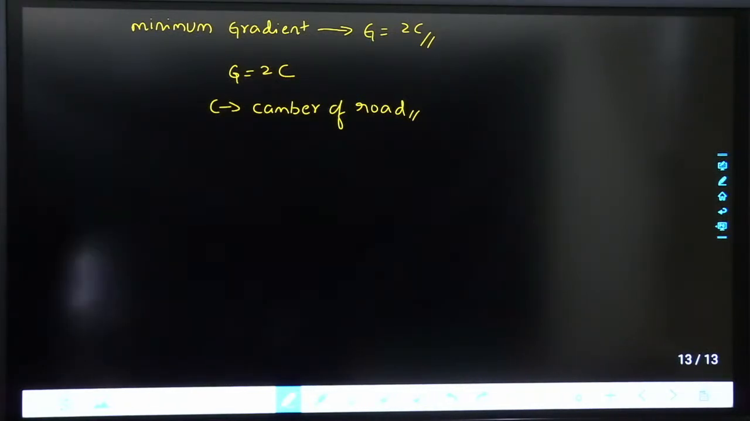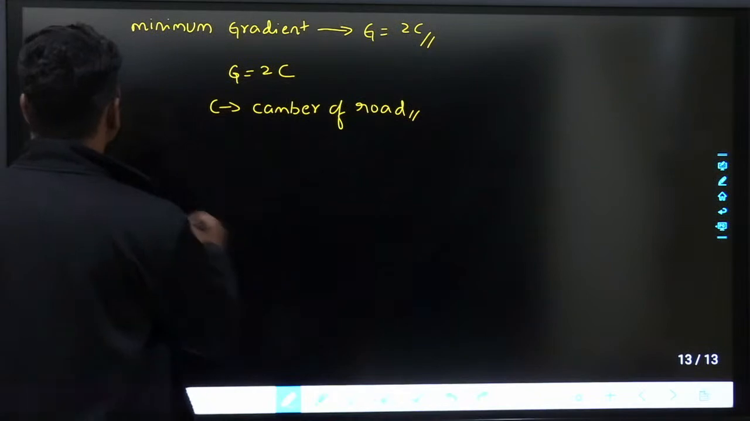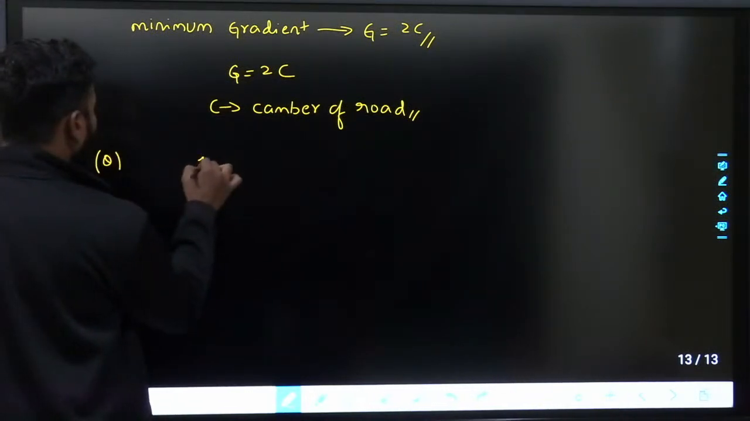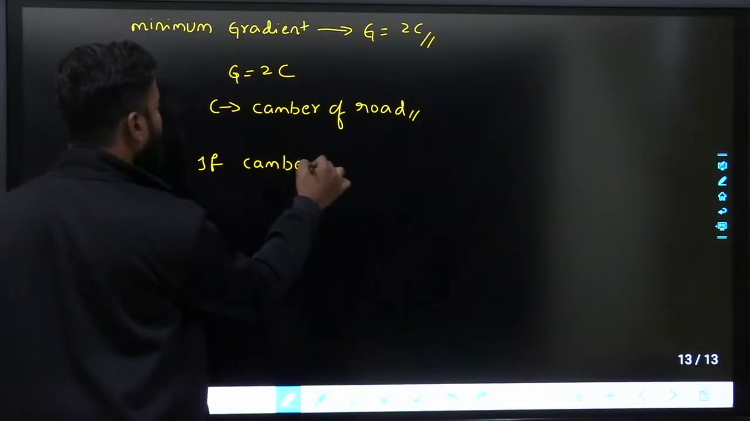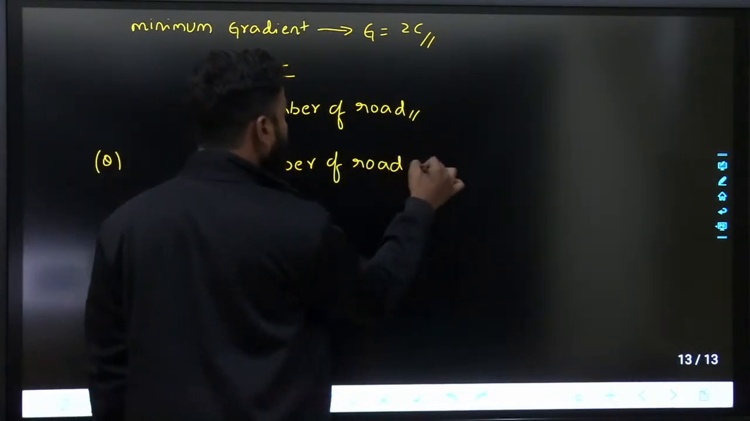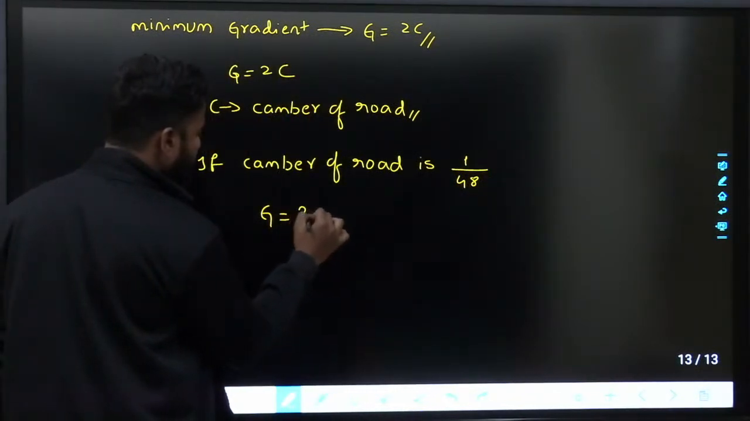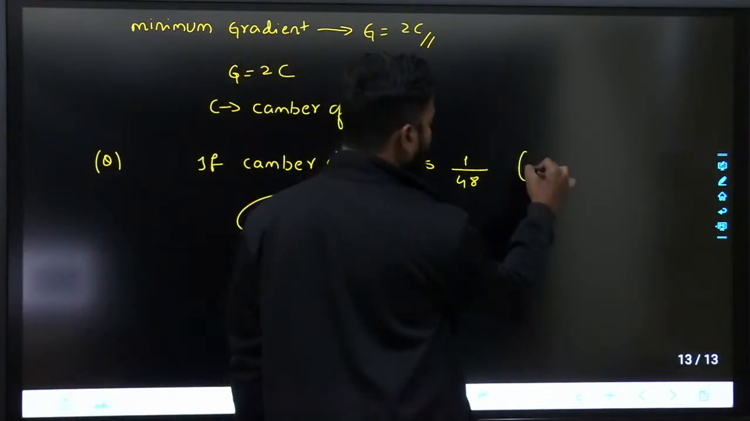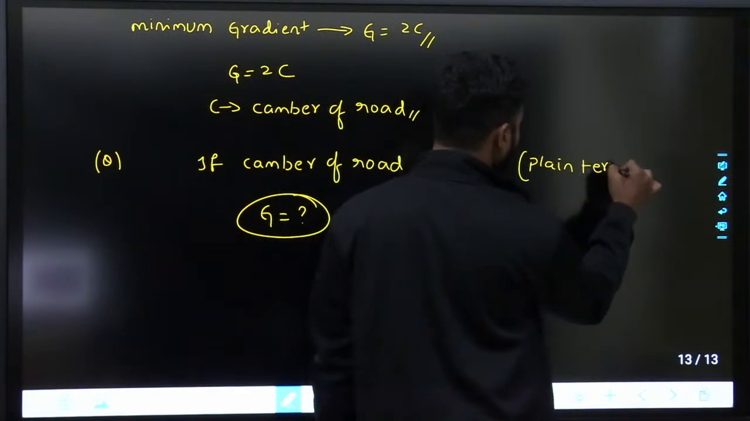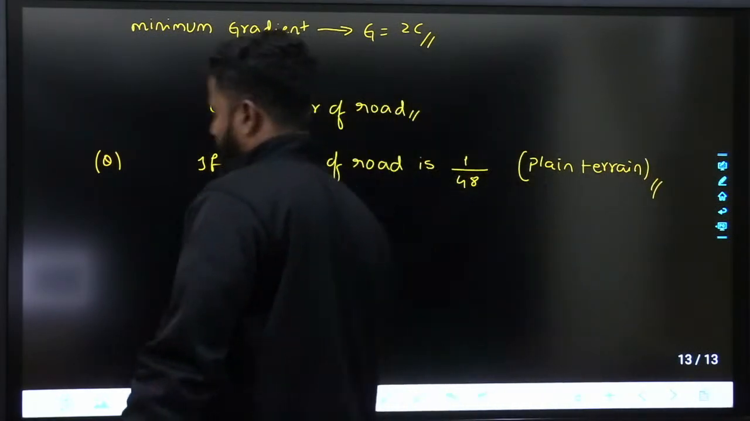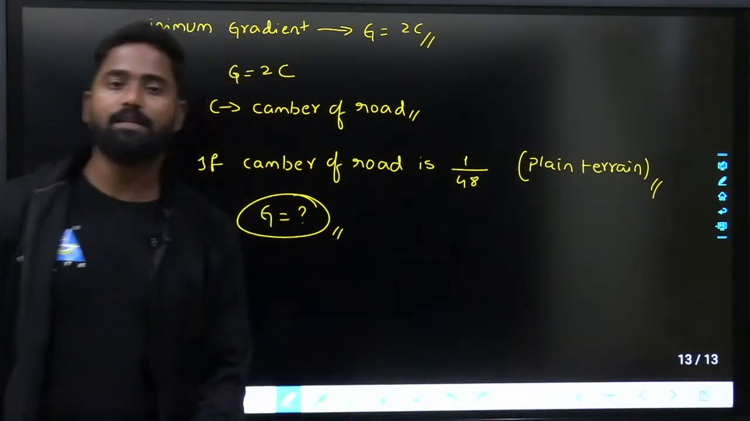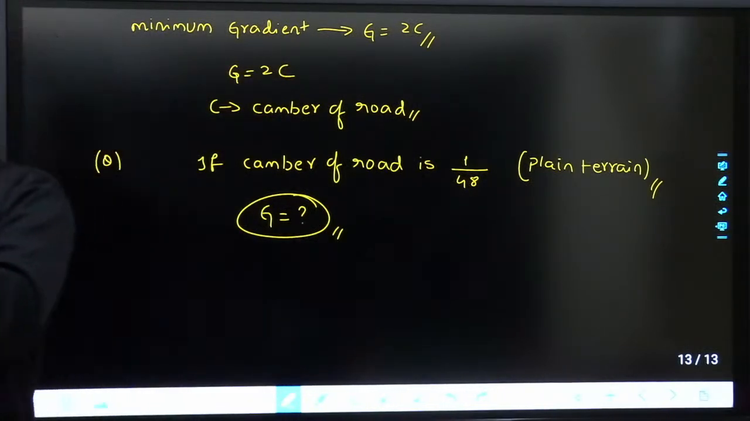Fine. Any doubts? Let's take a small question. If camber of road is 1 in 48, what is the gradient? The terrain is plain terrain. Please give me the answer.